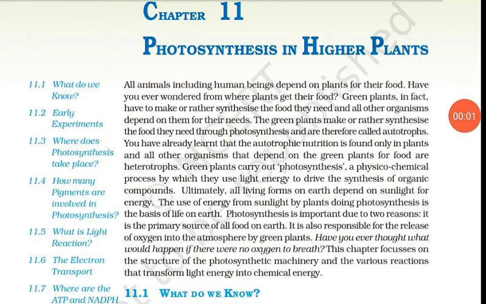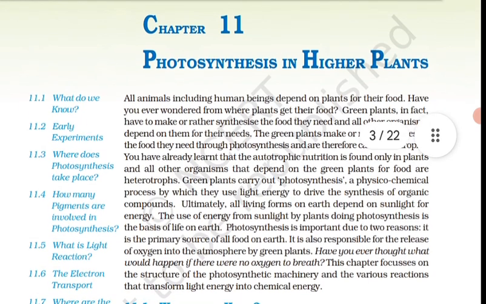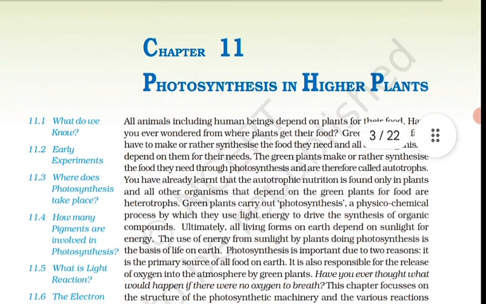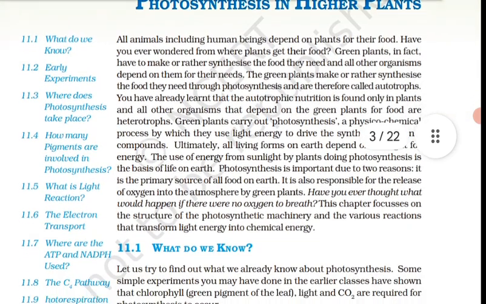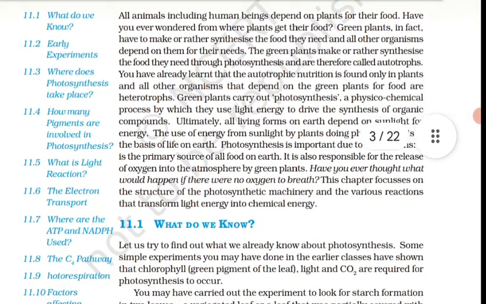So let's start chapter 11, that is photosynthesis in higher plants. All animals, including human beings, depend on plants for their food. Have you ever wondered from where plants get their food? Green plants, in fact, have to make, or rather synthesize, the food they need, and all the other organisms depend on them for their needs. The green plants synthesize the food they need through photosynthesis and are therefore called autotrophs.